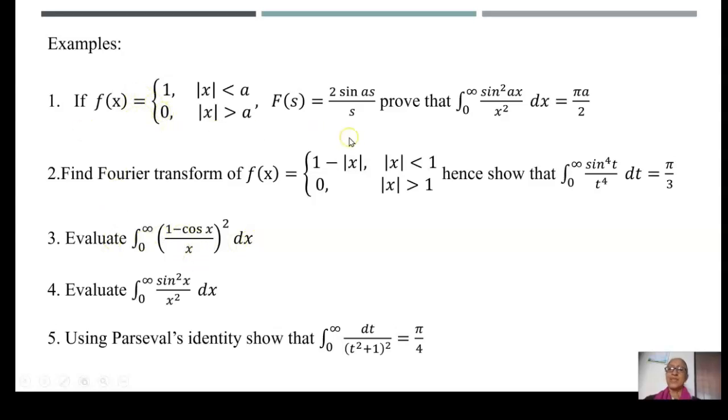So in this first case, no need to choose any f(x) or F(s) from the table. In the second case, only the function is provided, but the Fourier transform we can find using the formula of Fourier transform. So no need to choose any function from the table. But in the third, fourth and fifth questions, we have only this integral, containing 1 minus cos x by x whole square dx. So we have to check that table. In that table, wherever you find the 1 minus cos x by x term, according to that you have to choose the other transform. Let us see that while solving questions.